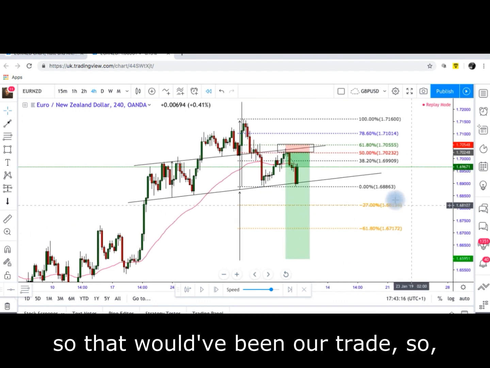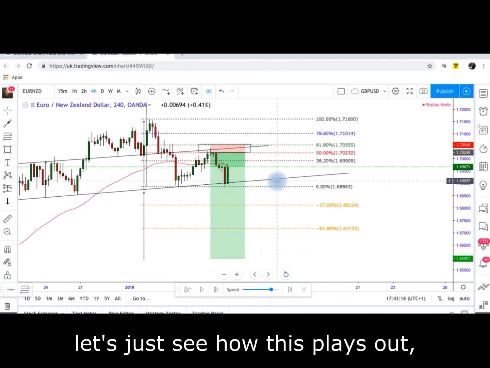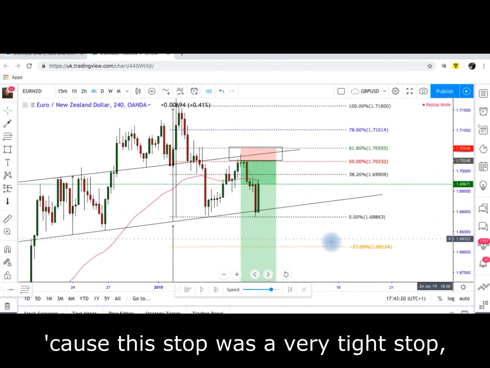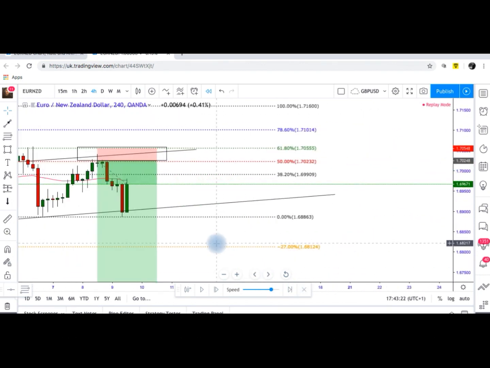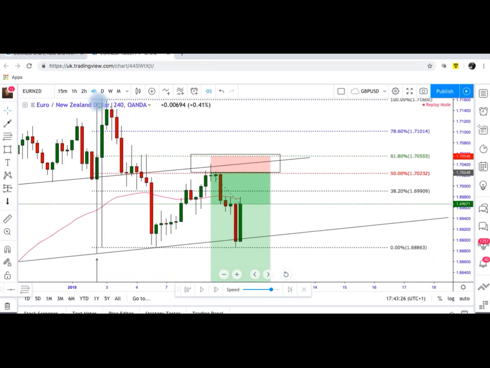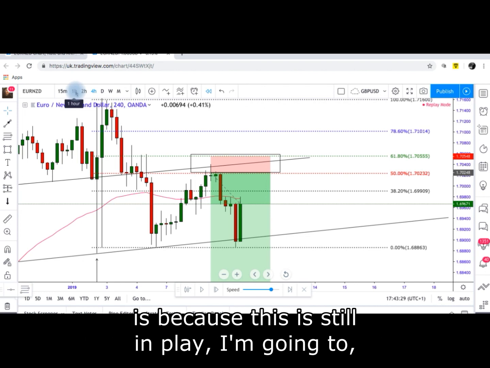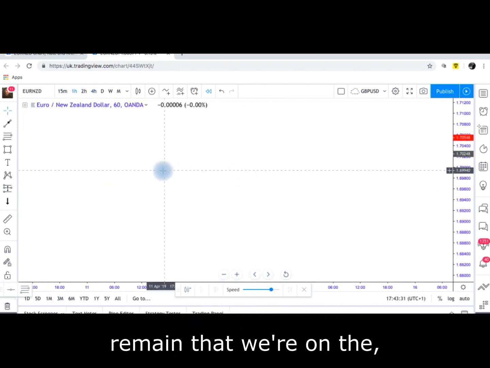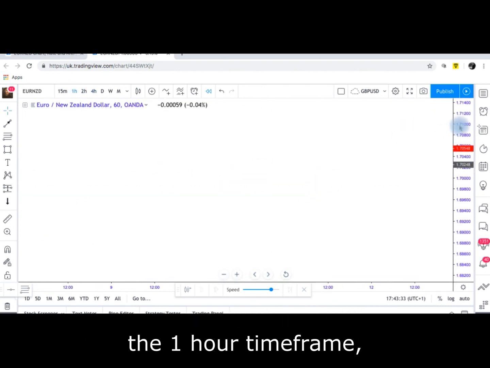So that would have been our trade. So let's just see how this plays out, because this stop was a very tight stop. What I'm actually going to do is, because this is still in play, I'm going to remain on the 1 hour time frame.